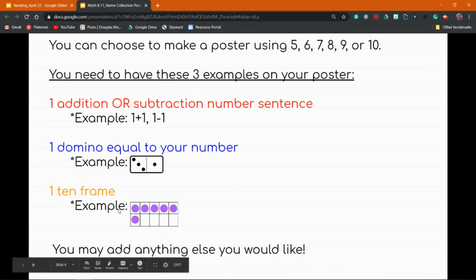So you must have 10 total spaces, but I want you to represent your number by using only the correct number of dots, okay? So for example, I chose 6. I have a 10 frame with 6 dots in them, okay?